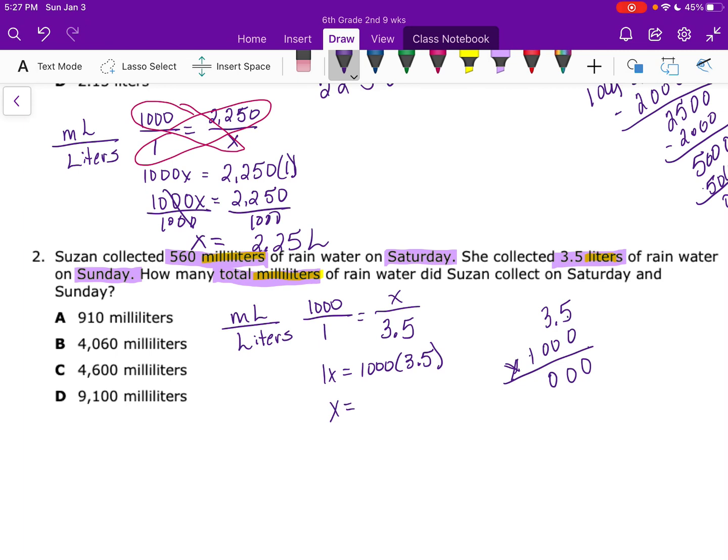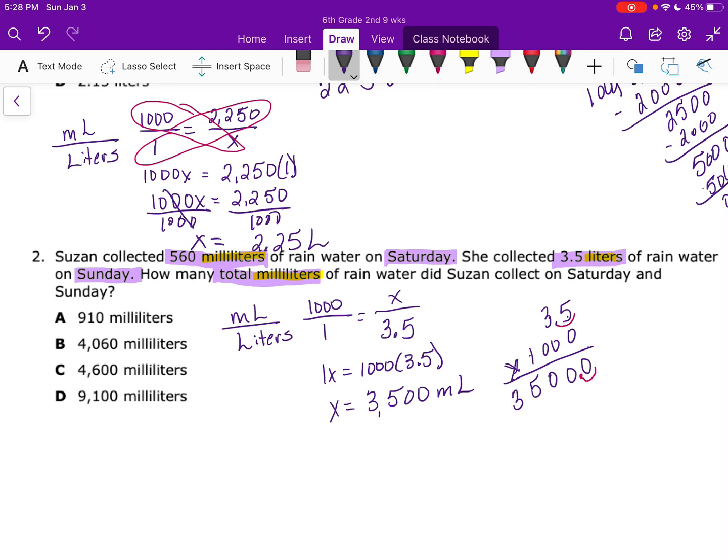1 times 5 is 5, and 1 times 3 is 3. We do have a decimal, so we have one place value behind the decimal, so we move our decimal point one place over. So our x is 3,500 milliliters. And that's for what?